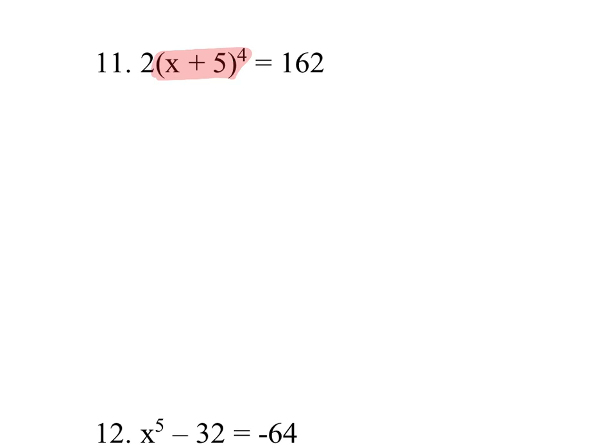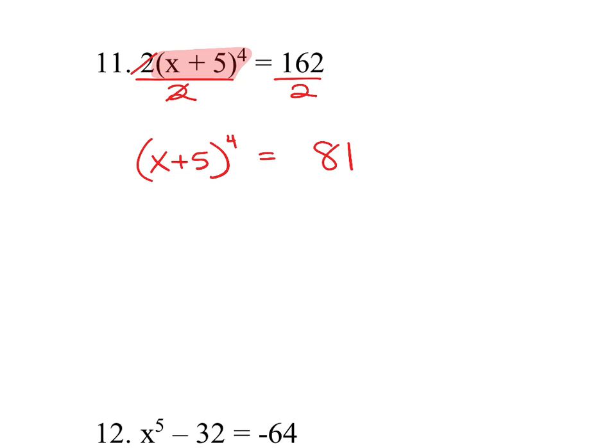Which means, what am I going to divide both sides by? What is not the thing with the power that's over here? 2. I'm still going to divide both sides by 2. It gets rid of this 2 in front. And then I have the thing with the power, x plus 5 to the 4th, isolated. 162 divided by 2 is 81. I know this looks complicated because there's a whole bunch of stuff in here. Don't worry. The thing with the power is isolated.